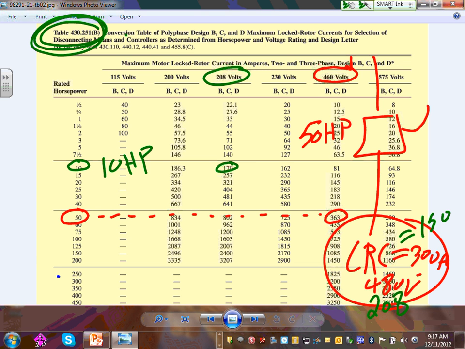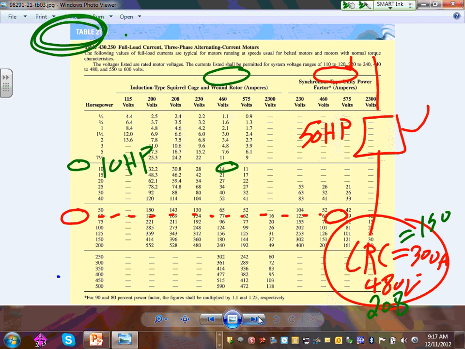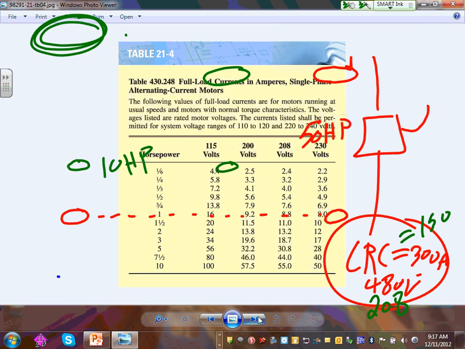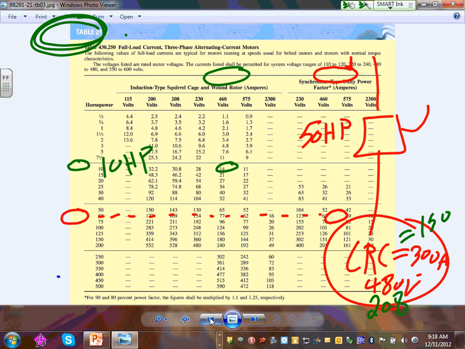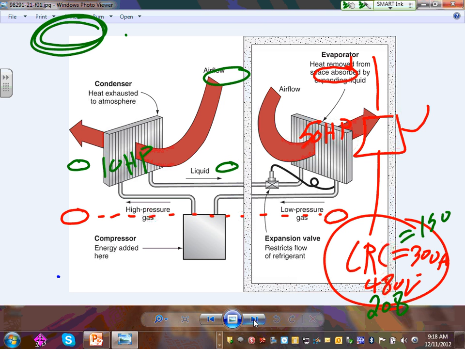Okay, so that's my table. We talk about this one, lock rotor current, full load amps, and the other ones, guys. These are the full load amps, 250. You're familiar with the full load amps for motors, and 250.